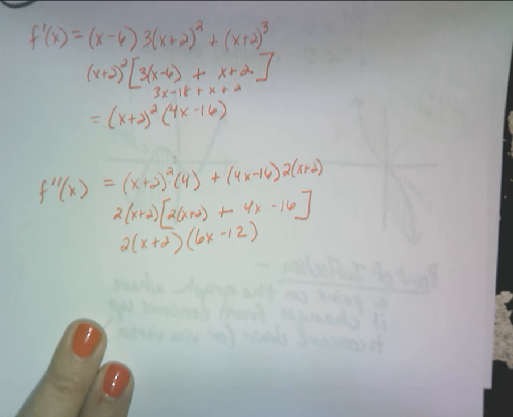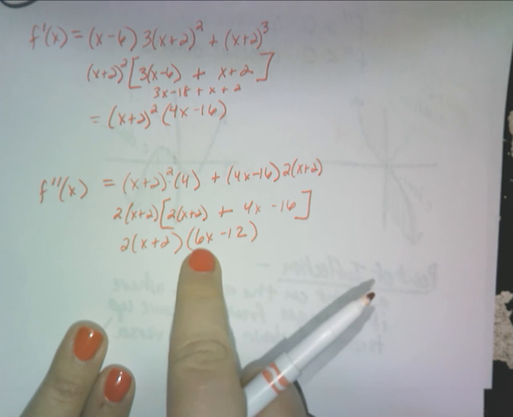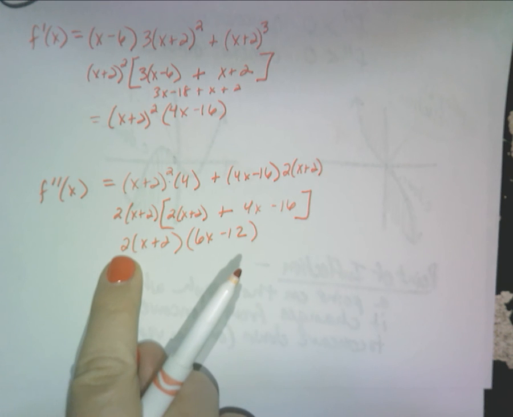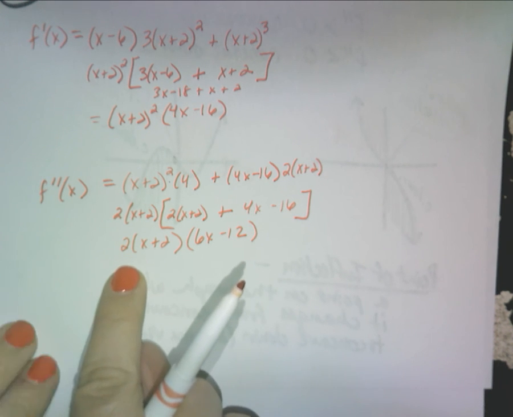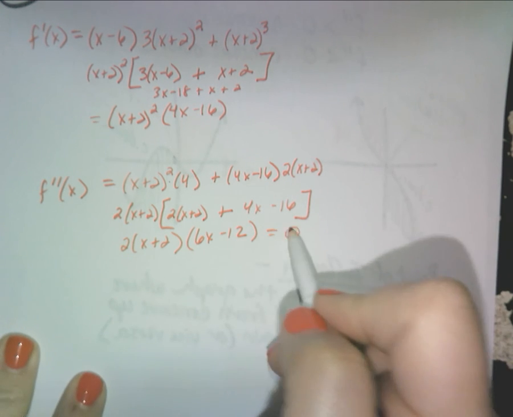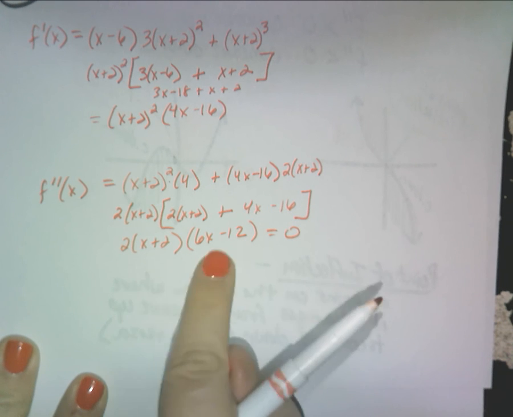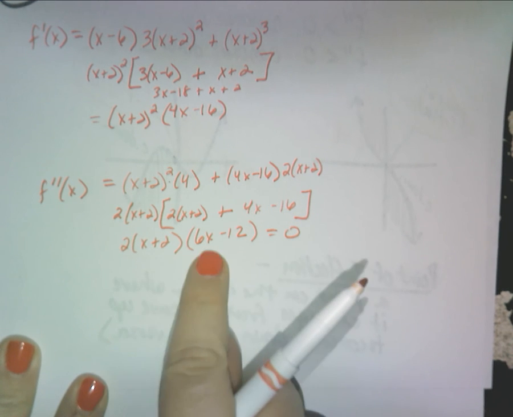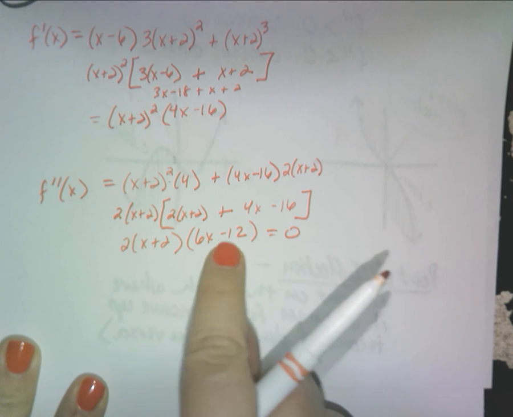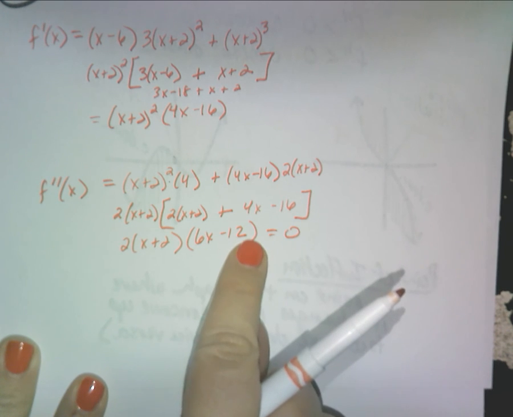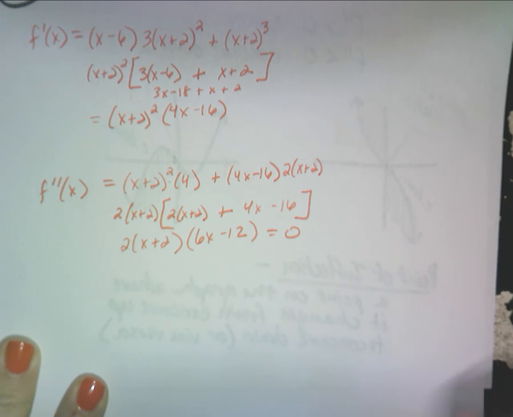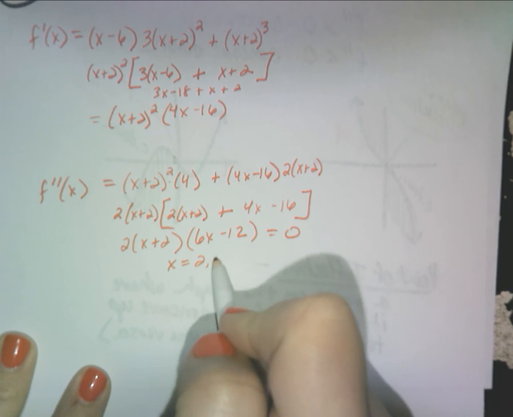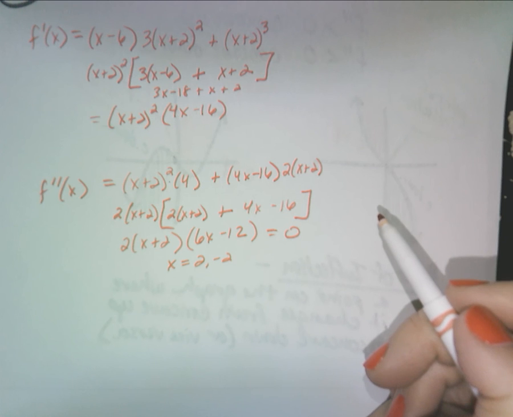Why am I not factoring all the way out? You could, but factoring out a 3 here doesn't change its sign necessarily, so I'm just going to leave it right here. I can actually figure out the critical numbers from here. What's the critical number here? Negative 2. What number times 6 minus 12 would give you 0? 2. So 2 and negative 2 are your critical numbers for the second derivative.